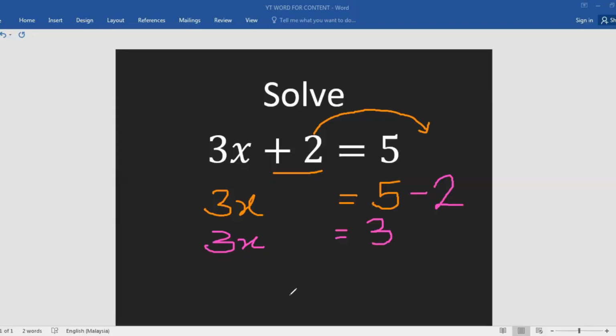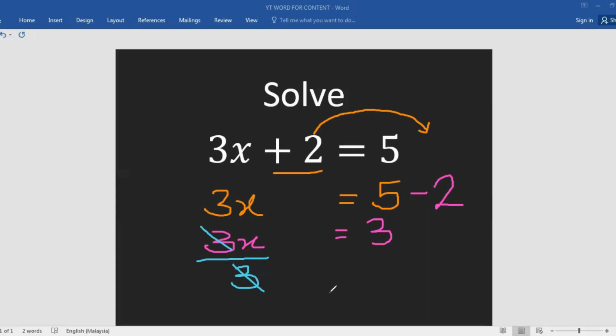Now we have 3x. What we want is only x. How to get rid of the 3 on this side? Since 3 and x is a multiplication, 3 times x, the only way to cancel it out is by dividing it, of course by 3. If we divide by 3, it will become x.